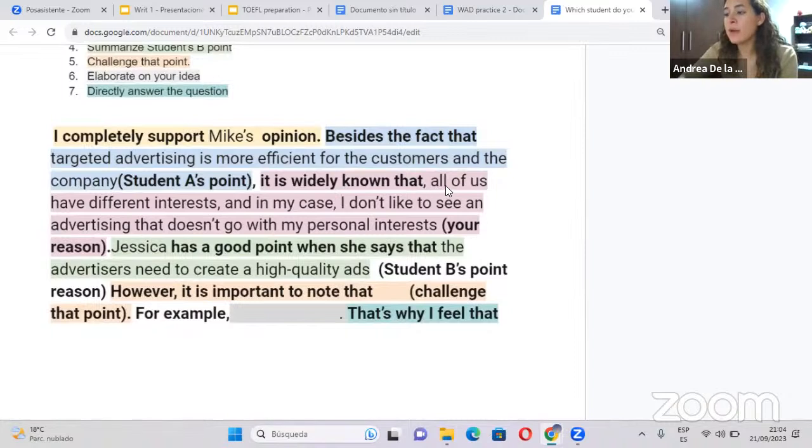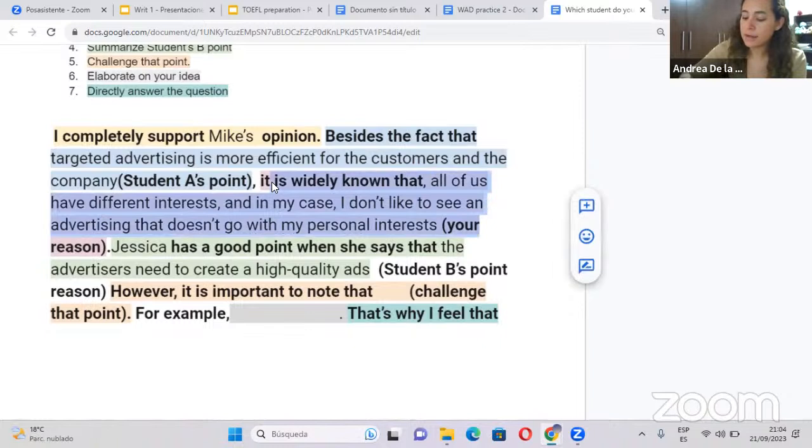Podríamos decir, it is widely known that all of us have different interests, puede ser, and consumers don't like to see advertising that doesn't go with their personal interests, ¿no? Cuando presentan la idea, hay que tratar de mantenerlo en general. Después, cuando dan ejemplos, pueden hablar de un ejemplo en específico, ¿no? Yo no tengo una cocina, entonces no me gusta ver advertising de elementos de cocina, por ejemplo. Ahí sí pueden ser específicos y hablar de ustedes mismos. Pero antes no.